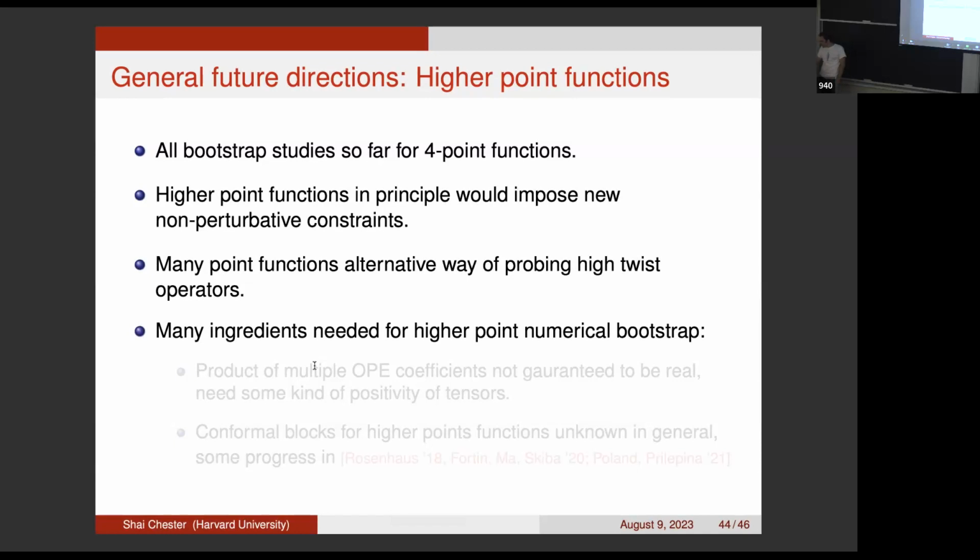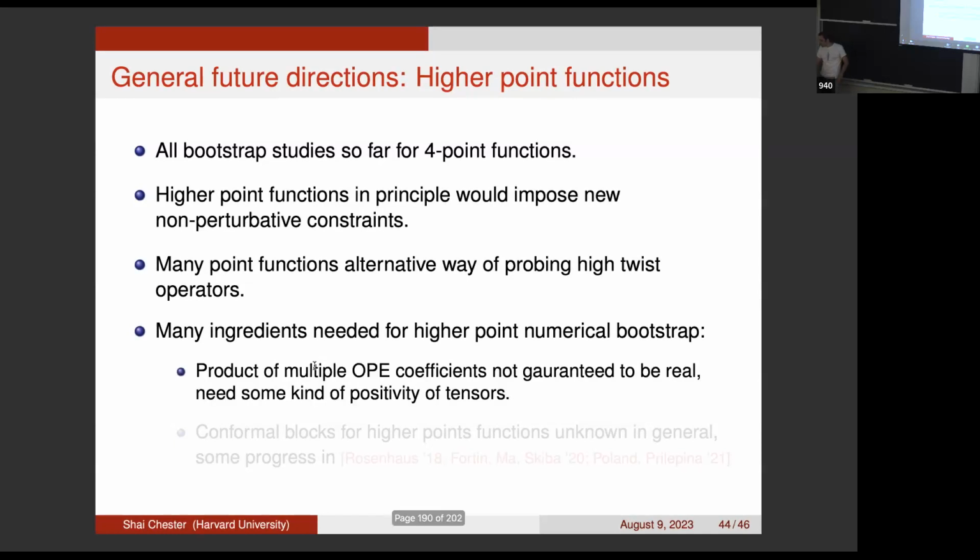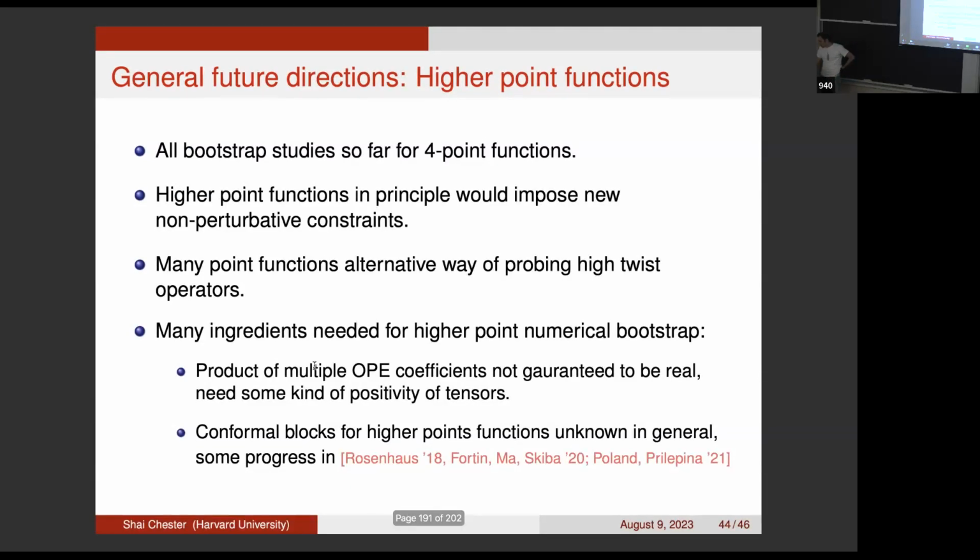To do this higher point numerical bootstrap, you need many ingredients. First of all, you're now going to have multiple OPE coefficients appearing, not just 2 OPE coefficients. So you have to have some kind of algorithm that takes into account the fact that you have a product of multiple real values, and their product is not guaranteed to be positive. Instead, you'd have to have some kind of algorithm which involves positivity of tensors, because you have multiple OPE coefficients. Also, conformal blocks for higher point functions are not known in general, although there has been some progress in the last couple of years, but we don't have the most general solution. Nonetheless, I should say that there was a paper by David Poland which was the first baby step towards doing numerical bootstrap for 5-point functions.